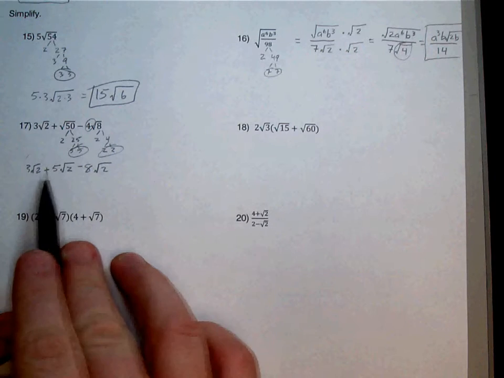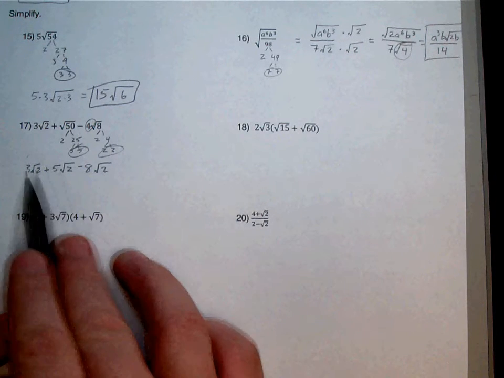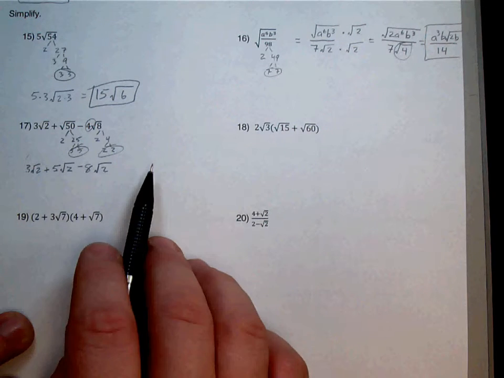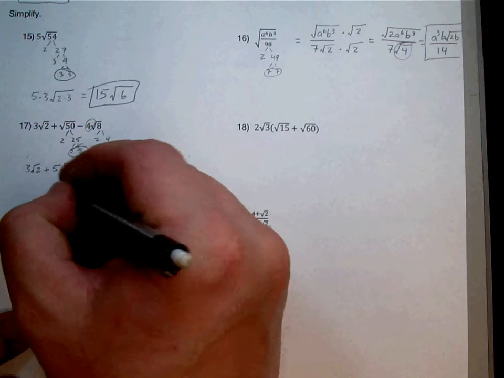So now they're all square roots of 2, so they can combine. 3 of them and 5 of them makes 8. There's 8 square root of 2 minus 8 square root of 2. Oh, they're all gone now, so now it's just 0.